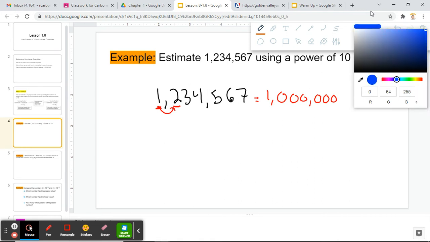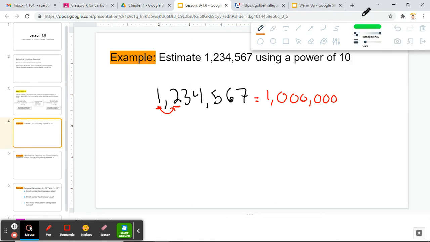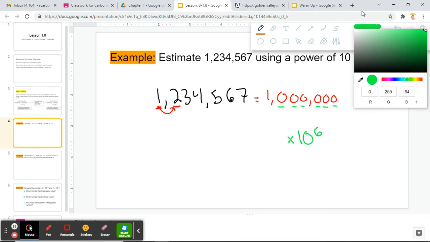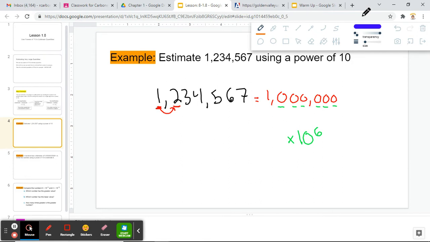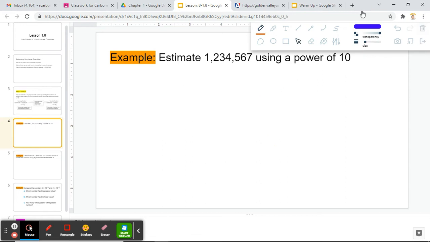Okay, now we have to count how many zeros we have here. I count 1, 2, 3, 4, 5, 6 zeros. So that means we are going to be multiplying by 10 to the power of 6. Then we look at our number in front. It is a 1, so we are doing 1 times 10 to the 6. And that is how we estimate that number. So it's very simple. You just have to find your first number, see if you need to round, count the zeros, and then multiply by 10 to that power.